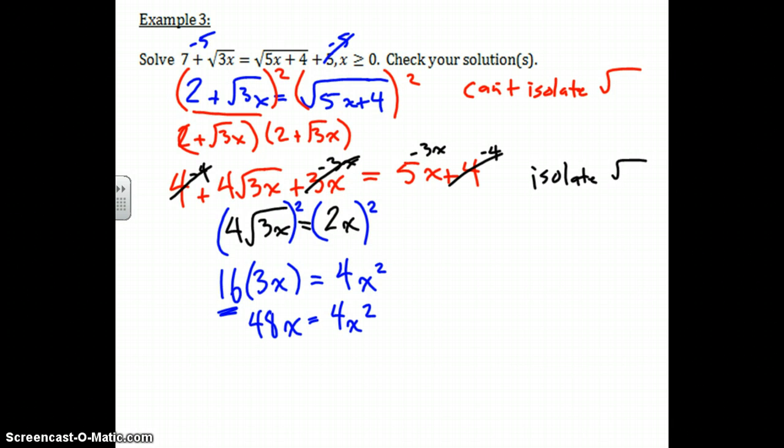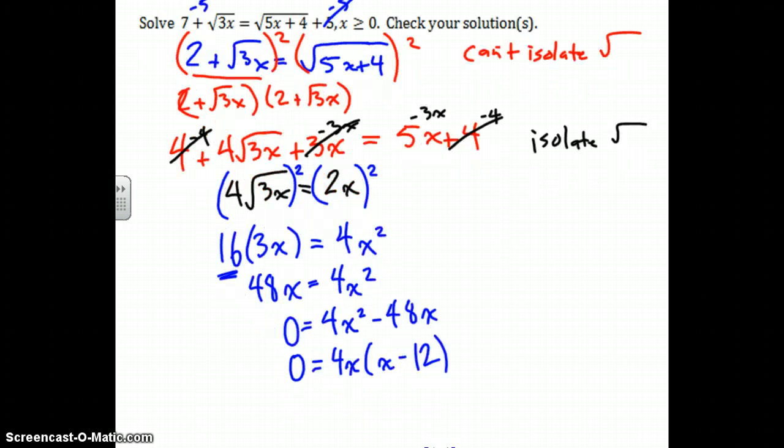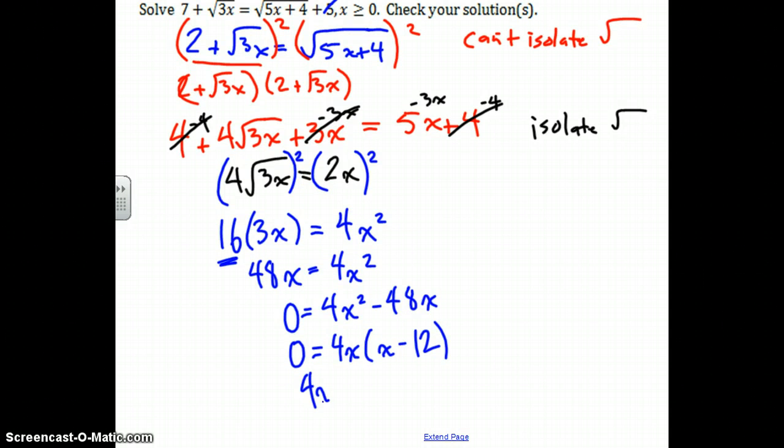Okay, this is a quadratic, so with a quadratic, we're probably going to solve it by factoring. So we can go 0 equals 4x squared, take away 48x, and then to factor that, it's not a trinomial, it's just a binomial, and it's not a perfect square. It's got a GCF of 4x, and then we're left with x minus 12. So then we have the two possibilities of 4x equals 0 or x minus 12 equals 0. So x equals 0 is that one, x equals 12 is that one.